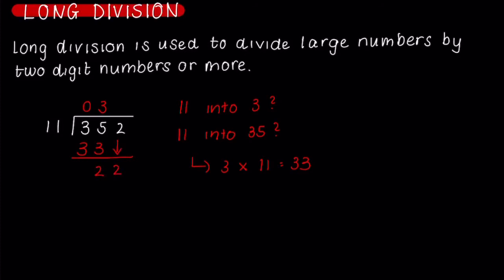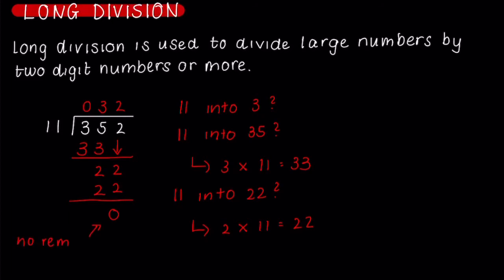Then we need to find the difference between 35 and 33, which is 2. So you put the 2 underneath the line. But then we have to carry the 2 from the next number down below. So now you have to ask yourself, does 11 go into 22? And yes, 11 goes into 22 because 11 times 2 gives us 22. We put the 2 on top of the 2 in the bus stop, and you find the difference of those two numbers again. But we found that the difference is 0, which means we have no remainder, and our answer being 32.